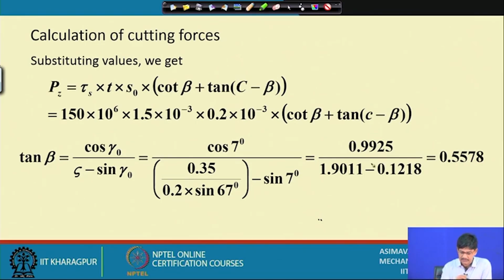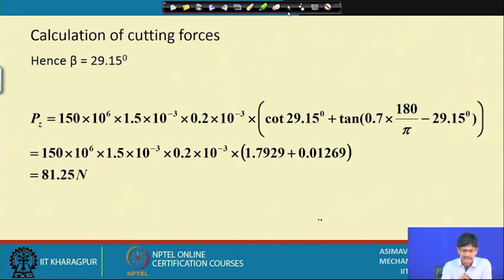Cot beta, tan beta has been found out by the method that we had talked about. So, tan beta is coming to be 0.5578 and that corresponds to an angle of roughly 30 degrees. So, we will put the value of 30 degrees here and the value of beta here as well in radians, and then convert the whole thing to degrees if your calculator is degree compatible. Hence we found out the value of beta and after that we have put here cot beta plus tan C minus beta. We have converted this to degrees and therefore, by the multiplication I have found the answer to be 81.25 newtons.